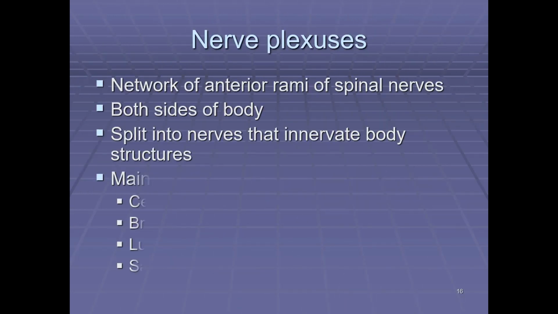All right, and what we're going to get into next are the plexuses that we were alluding to. Remember, a nerve plexus is just a network of anterior rami of spinal nerves.